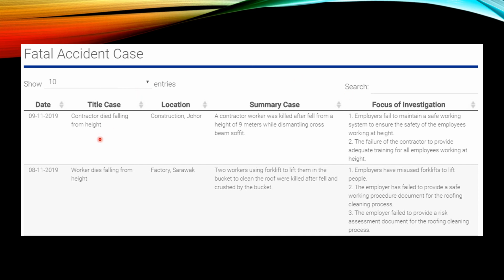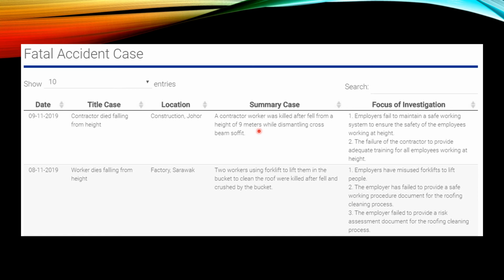Over here, in a portal that you can access at DOSH's website, you have a list of cases. This one is dated 9 November 2019, which is less than a year ago. A contractor died falling from height. Where? A construction site in Johor. What happened?